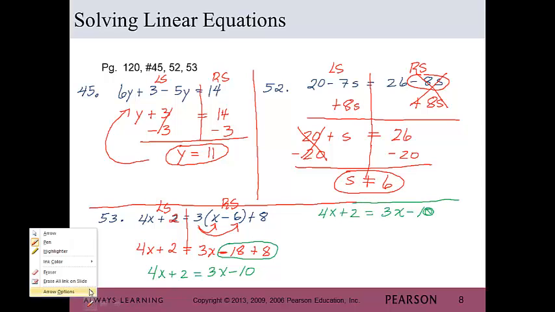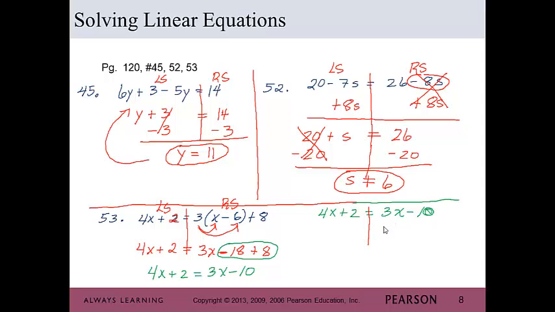So let's go ahead and get our variables together. So I'm going to say, who's smaller between 4x and 3x? It's the 3. So let's move the 3 over. And how do we move them? We're going to subtract. So subtract 3x. Subtract 3x. 4x minus 3x is x. So now we have x plus 2 equals negative 10. Do not forget that minus sign becomes a negative sign.